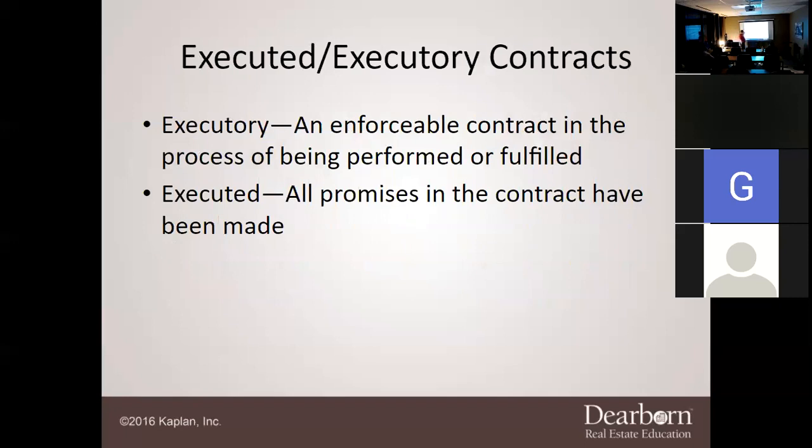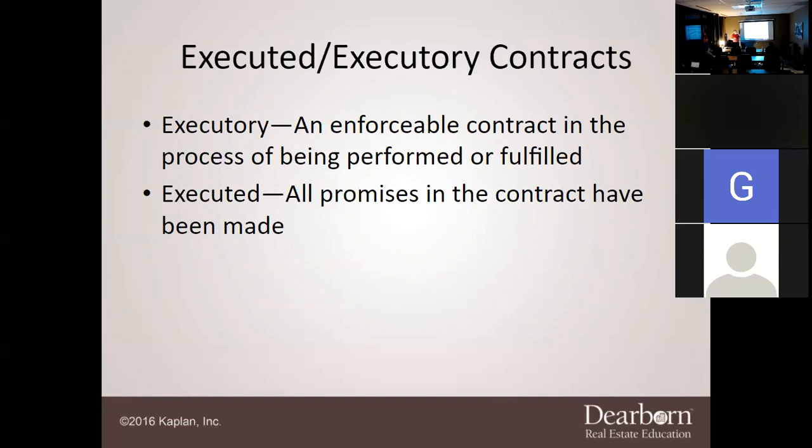Now, the two biggest ones here, you're going to have to play with this with me. You're going to follow along here. So if I submit a contract to you, wife, and you counter it, we go back and forth, back and forth, back and forth. Are we executed or executory?